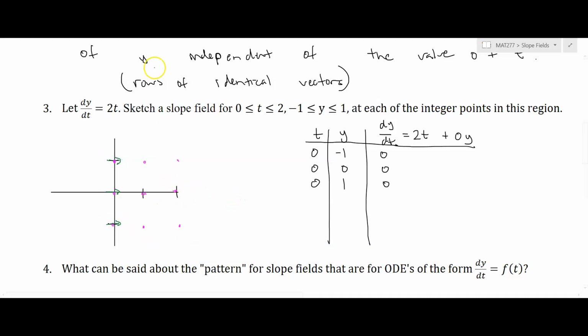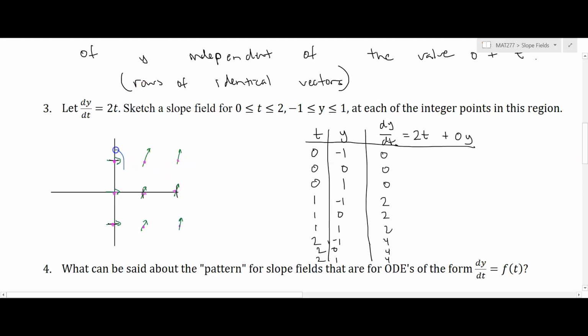Now, when t becomes 1, and I look at 1, negative 1, 1, 0, and 1, 1, 2 times 1 is 2, so for all three of these points we're going to have a slope of 2, which I'll just kind of draw like that. And then when t becomes 2, 2, negative 1, 2, 0, and 2, positive 1, 2 times 2 is going to be 4, so these are just going to have twice the incline of the slope. I'm going to try my best here to make it look more vertical, but hopefully you get the idea that all three of these are the same.